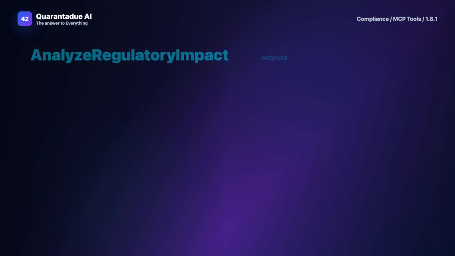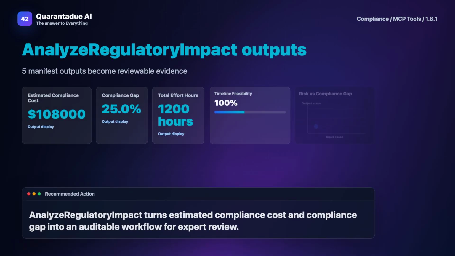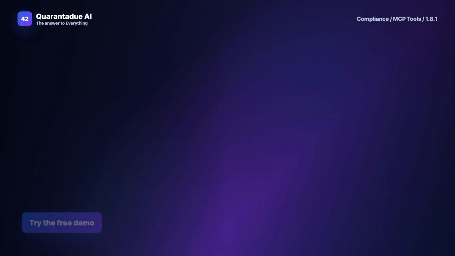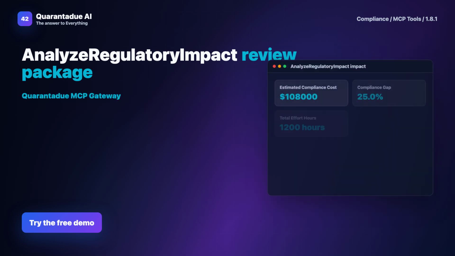This keeps the process deterministic, reviewable, and aligned with how compliance teams actually make decisions. Analyze regulatory impact returns structured outputs such as estimated compliance cost, compliance gap, total effort hours, timeline feasibility, and risk versus compliance gap. These outputs are designed to support review, reporting, comparison, and follow-up actions.